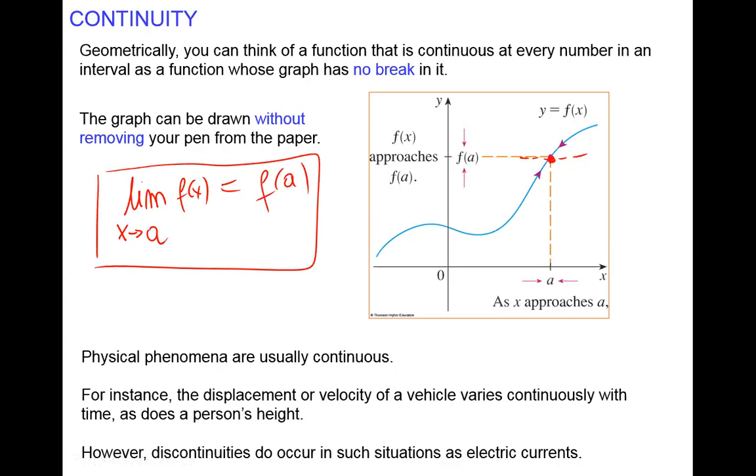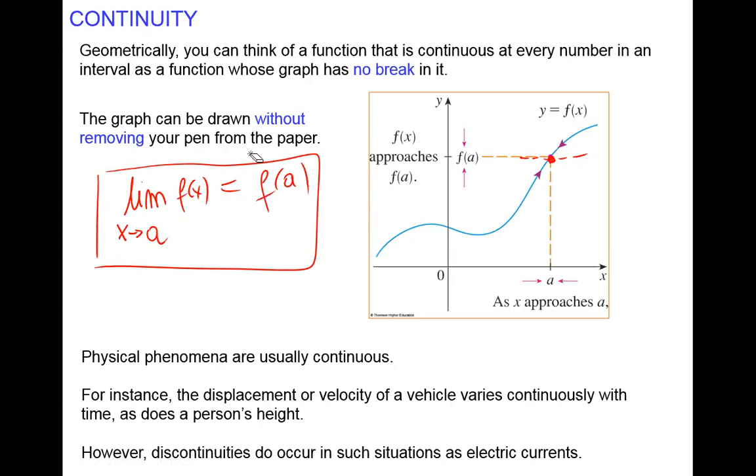Most physical phenomena are usually continuous functions. We don't really have discontinuity. We may have discontinuity, for example, probably everybody will give me this example, electric currents, because we may have a stop at some point and then it will continue again.